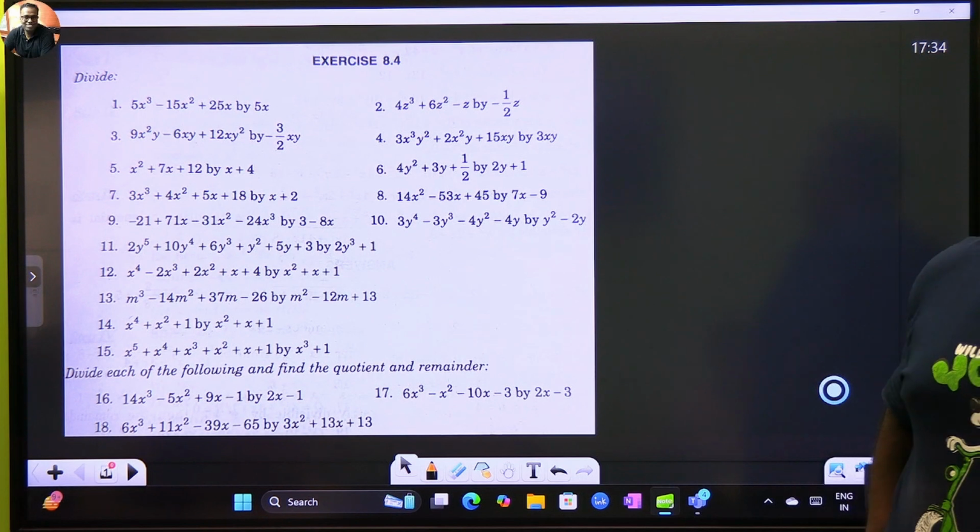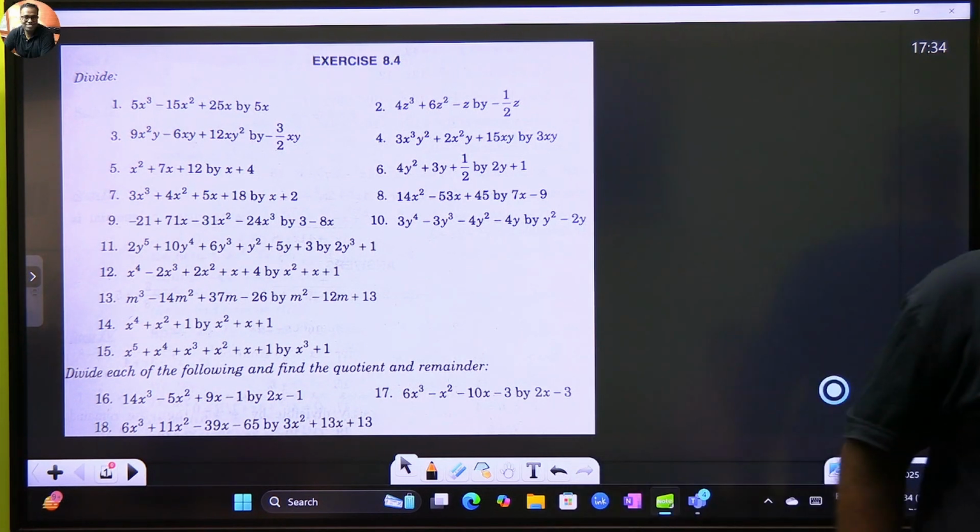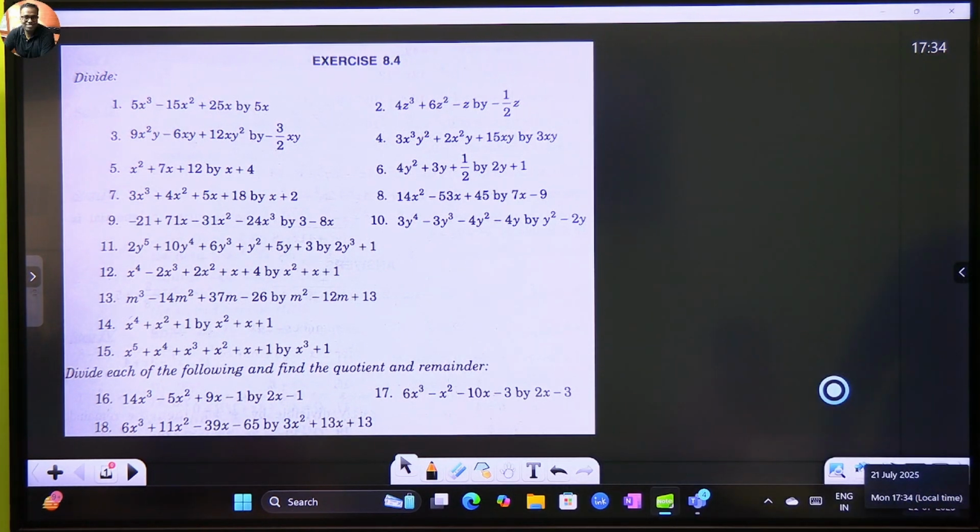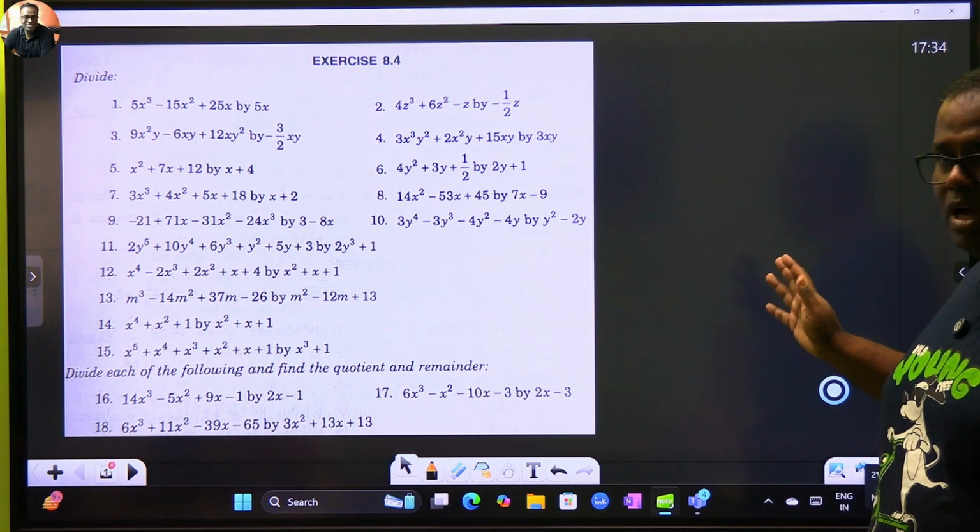Since children, we have done R.S. Agarwal, we are now going to R.D. Sharma. Remember, if anyone has any doubt in any problem, I will do it here.